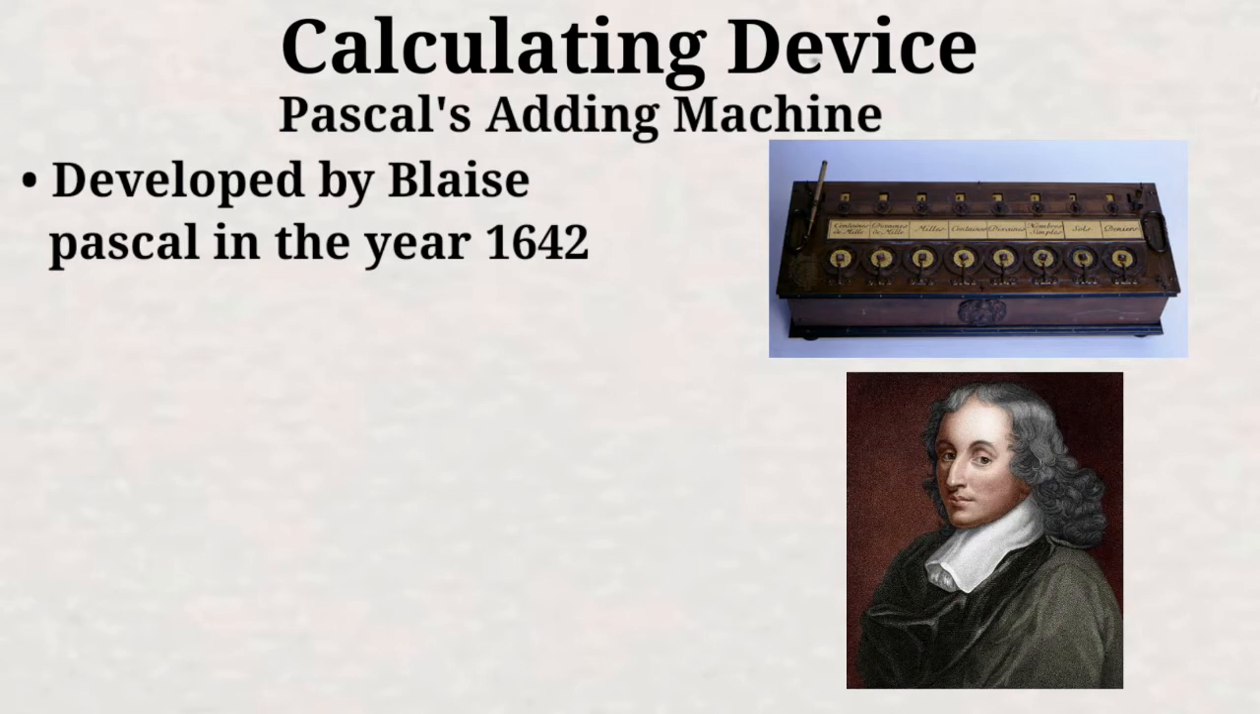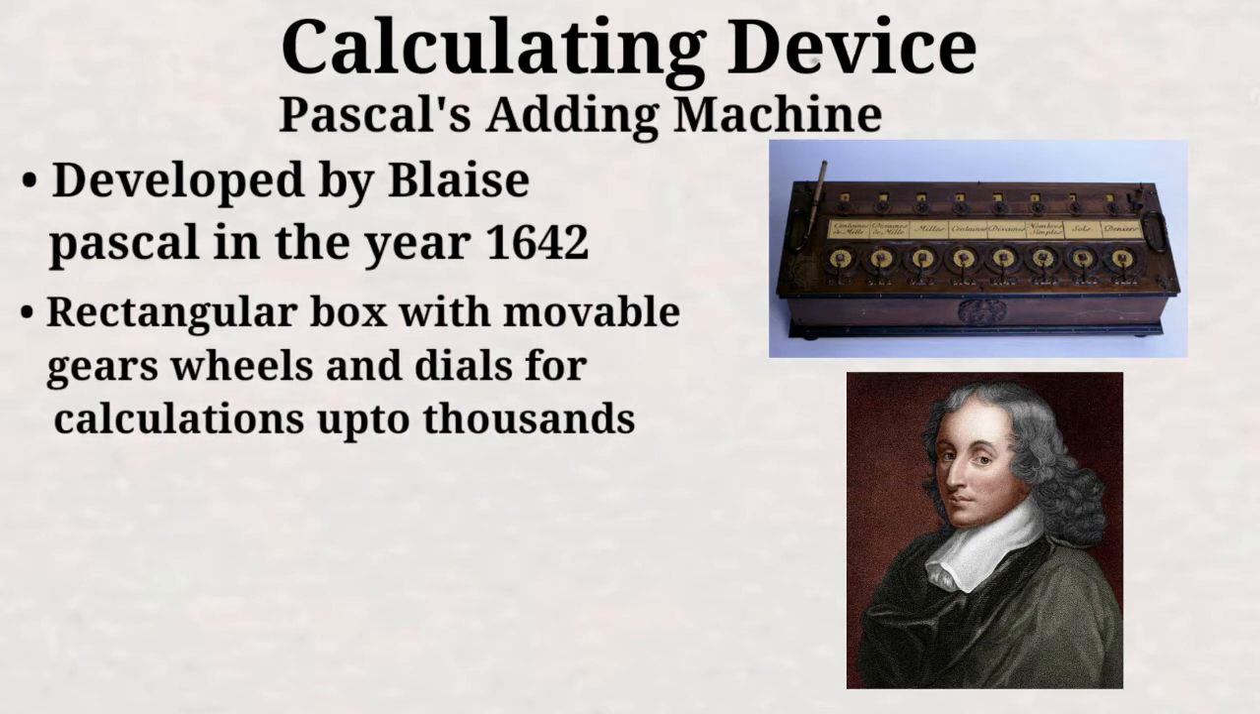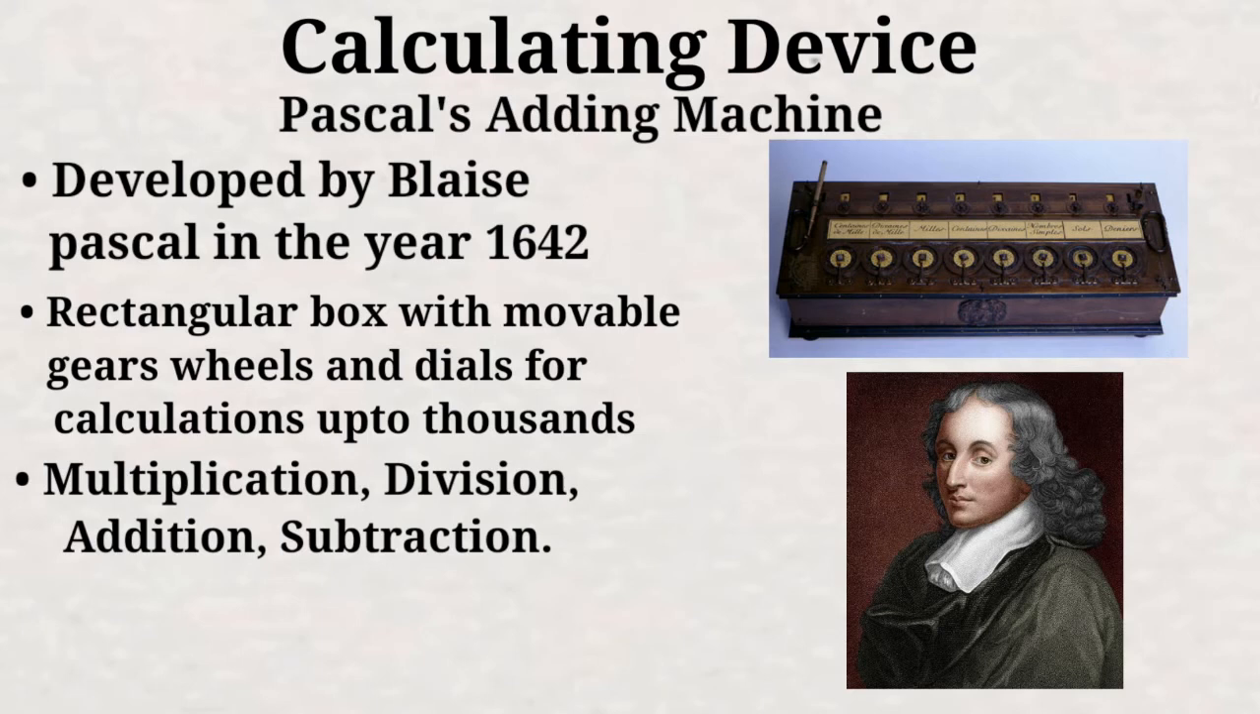Students, as you can see in this picture of Pascal's adding device, it consists of a rectangular box with movable gears. In this device, there are 8 wheels and dials used for calculating up to 1000. This device was used to perform multiplication and division of large numbers. Besides this, addition and subtraction of numbers could also be performed.